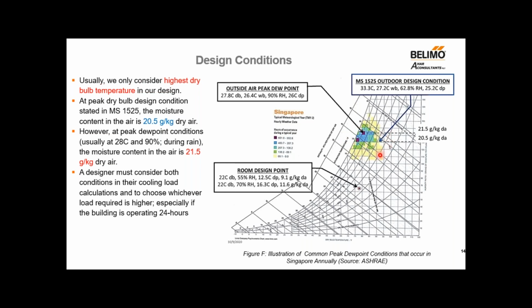At peak dry bulb condition, the moisture content of the air is 20.5 gram per kilogram of dry air, and at the dew point condition, usually 28 degrees C and 90% humidity, the moisture content in the air is 21.5 gram per kilogram of dry air. So you can see that there is 5% more moisture in the air that we need to dehumidify.